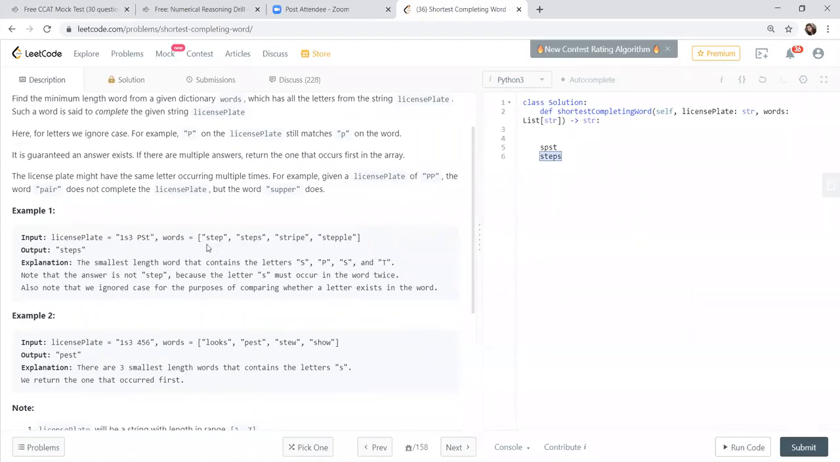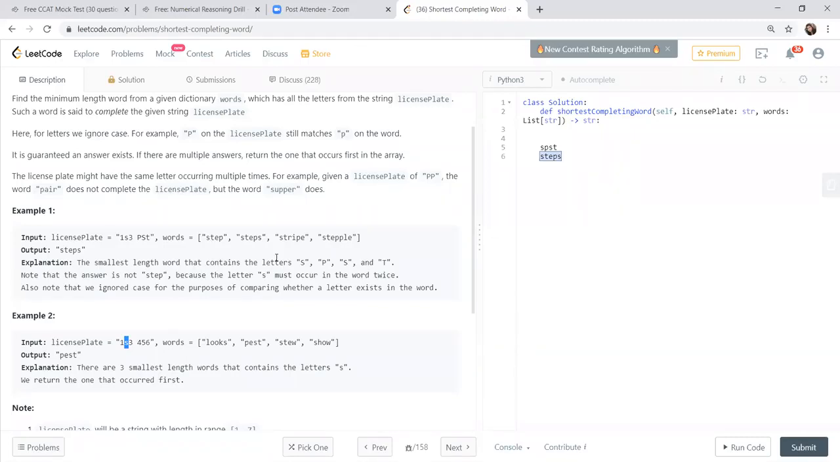You need to have at least all the characters which are over here. If there is one more S, then this length would be similar: this is 1, 2, 3, 4, 5, and this is 1, 2, 3, 4, 5, 6. So it will be steps with 6 characters, and this is also 6 characters. But the first word which we see would be the answer. For example, STEPSS will be the answer, but not stripe, because stripe contains only one S.